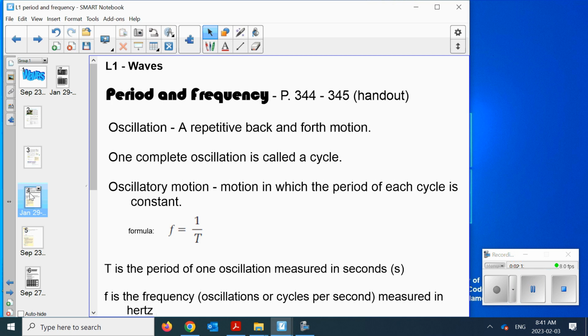First one is oscillation. I'm just making sure we're familiar with the words. I don't need you to copy them off. Oscillation is repetitive back and forth motion, and a pendulum is perfect, like an old grandfather clock. One complete oscillation is called a cycle. Now, I'm going to demonstrate this. It won't show up on the video, but if you're talking about an oscillation, it's one complete back and forth, because you're going to be counting out 10.